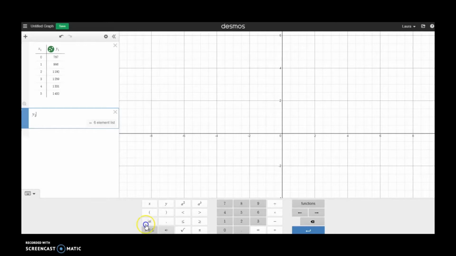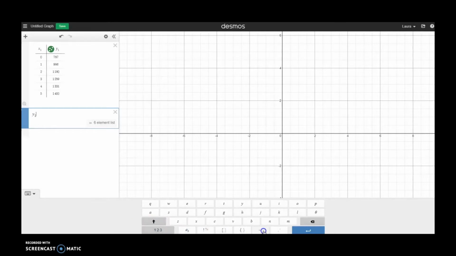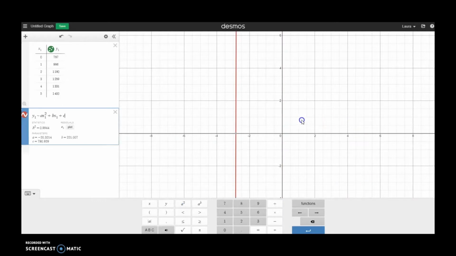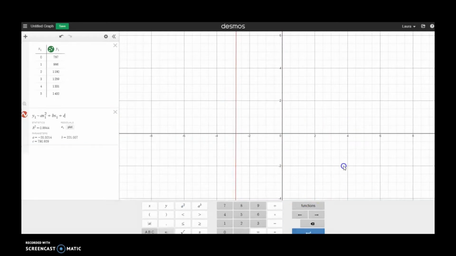And so we start y1, and then we look down for the little tilde. Here it is. And then we have to not tell it to do a linear regression, so we need to give it the standard form of a quadratic regression. And we'll say a x1 squared plus b x1, we're always using x1s, plus c. And it is giving us a quadratic function.